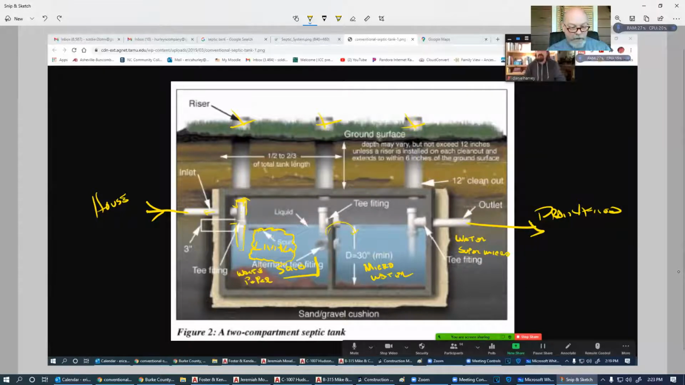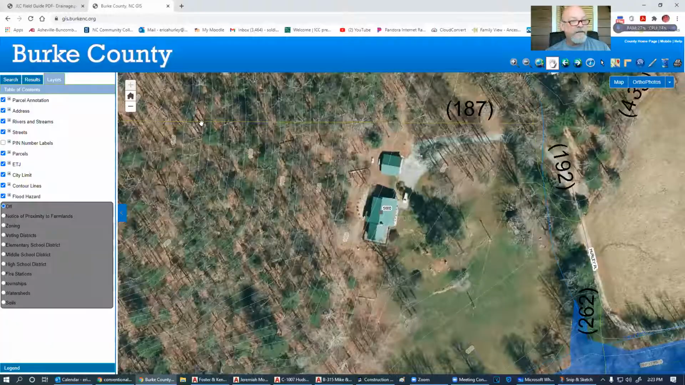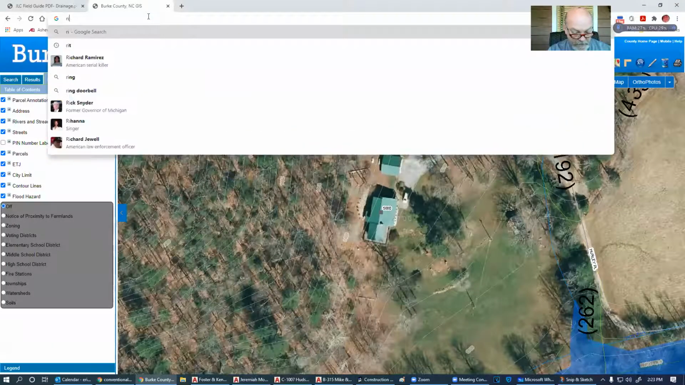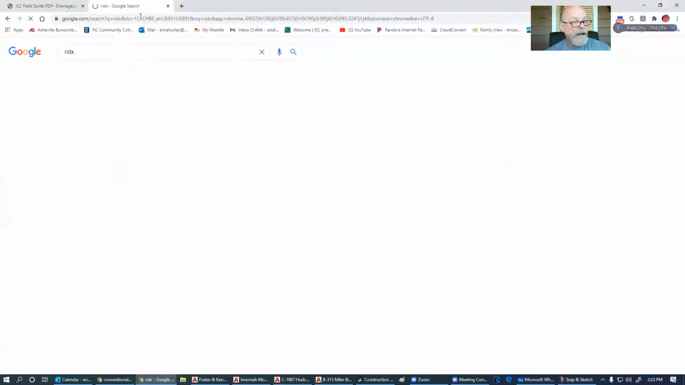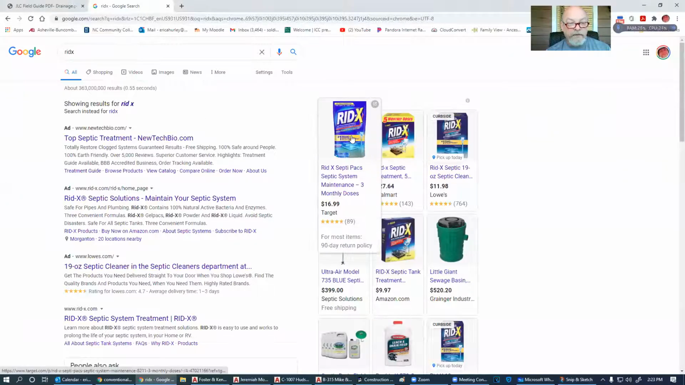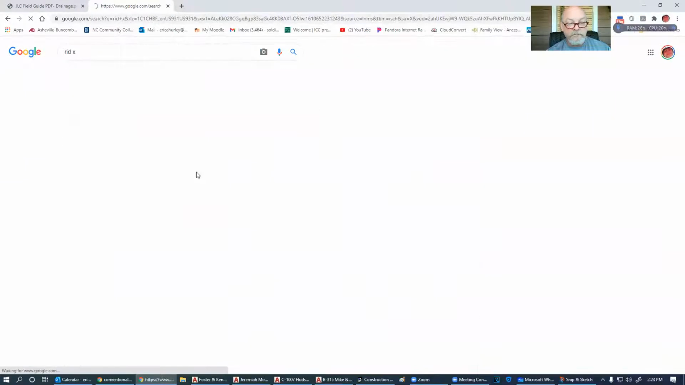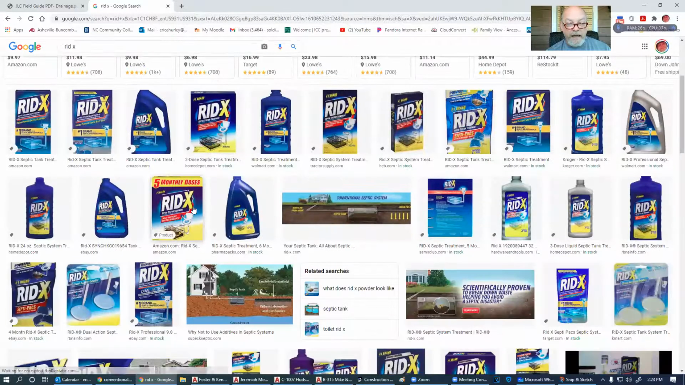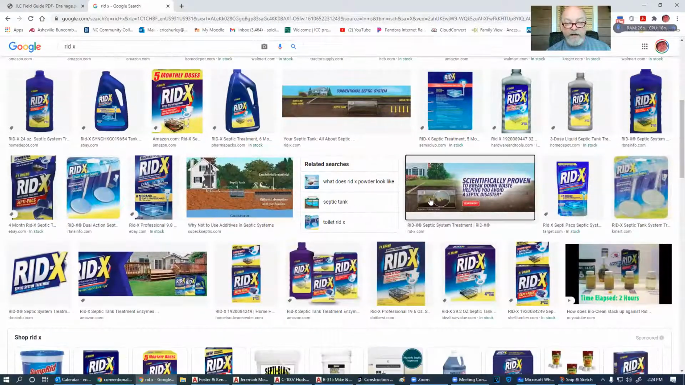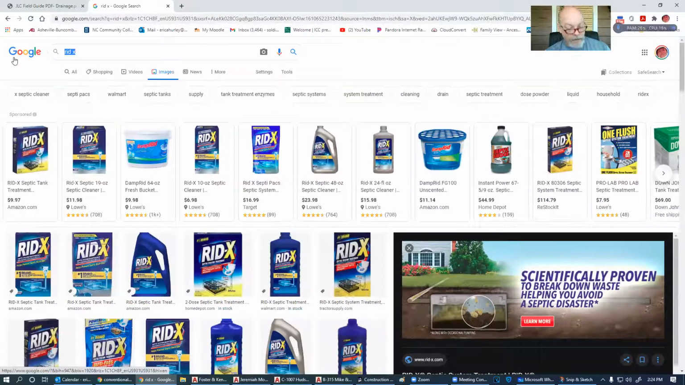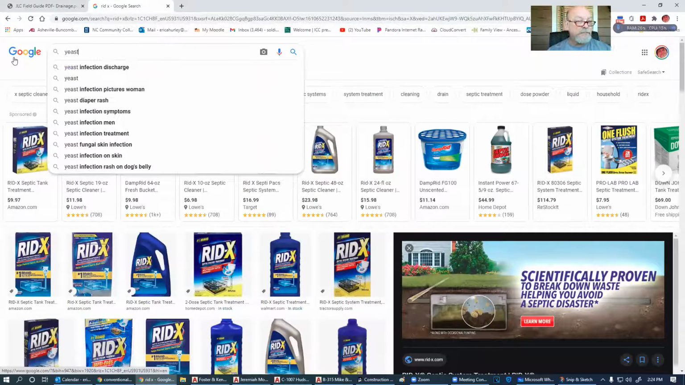Well, you put microbes in it. You buy stuff like Ridex. This is Ridex, and it's nothing more than bacteria. Nothing more than just little bacteria stuff that goes in here and eats up all the poo. Okay. And it breaks it down. What else can you do? You can put yeast in it.